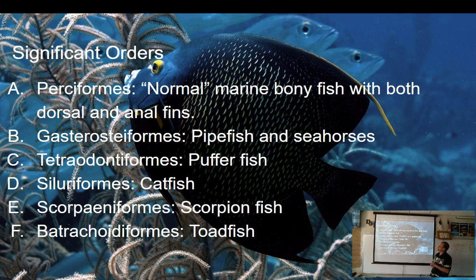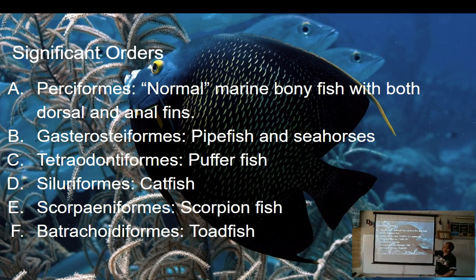Perciformes are normal fish. This is the one that your basic fish is in. The defining characteristic of Perciformes is that it has dorsal and anal fins, and usually they're fairly mirrored, that an anal fin is about the same size and shape as the dorsal fin. So the fish has the caudal fin behind that it wiggles to go through the water, and then it has an anal fin and a dorsal fin that look like they're friends, they're twins in some way.